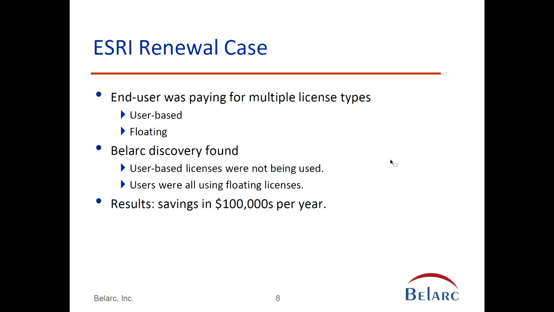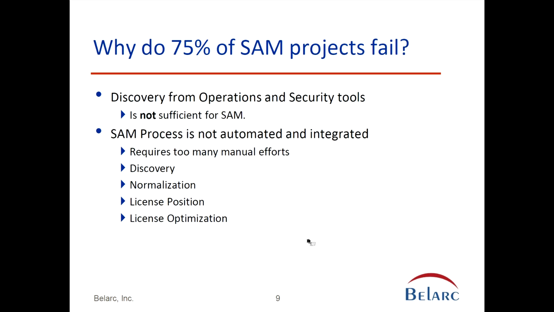ESRI is another interesting case. ESRI is a very powerful geographical information system, and this customer was using a couple of their licensing models, user-based and floating licenses, but our discovery found that actually no one was using the user-based licenses. They were all using the floating licenses, but of course the customer was still paying for both, so they dropped the user-based licenses and saved hundreds of thousands per year on that.